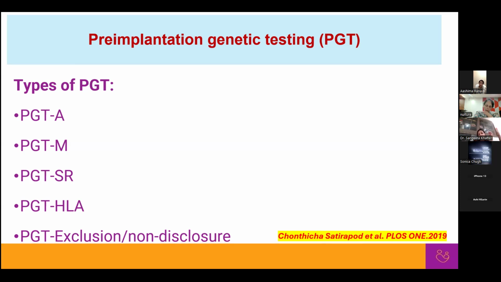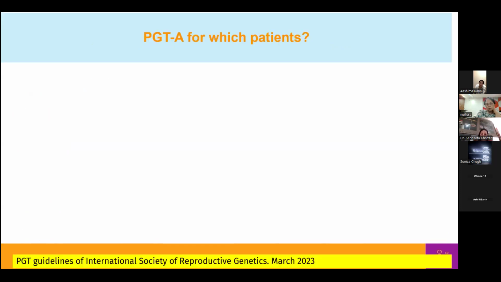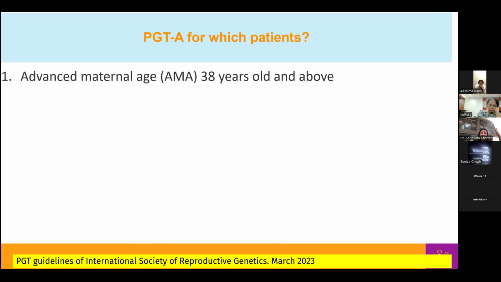That is the category reserved for these patients at PGT exclusion or non-disclosure testing. Now, the International Society of Reproductive Genetics, in March 2023, has given some guidelines, a recommendation on where we can do the PGT-A.